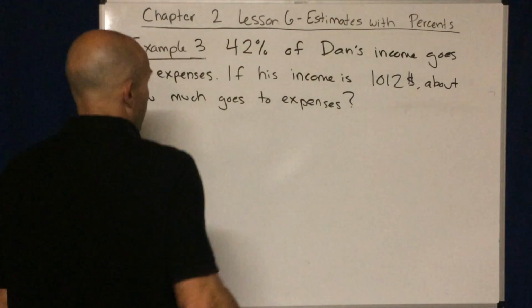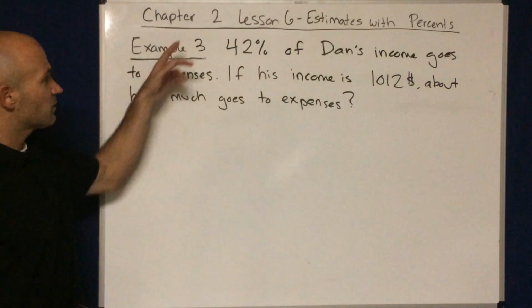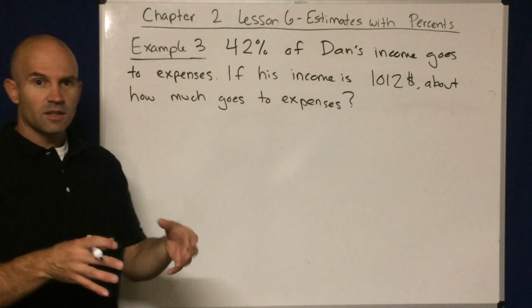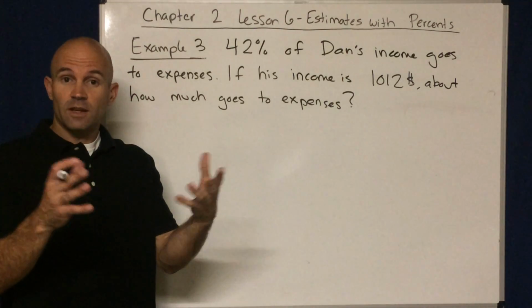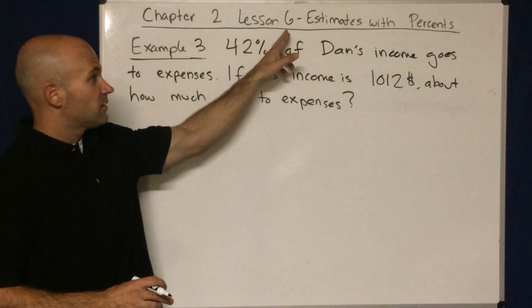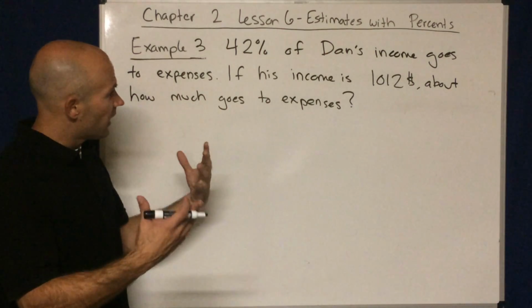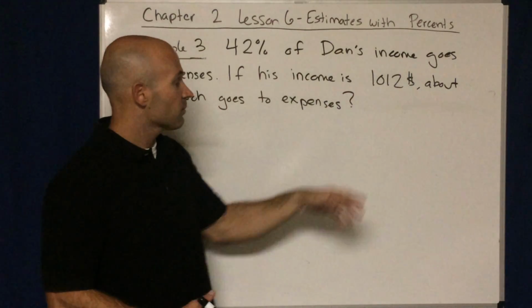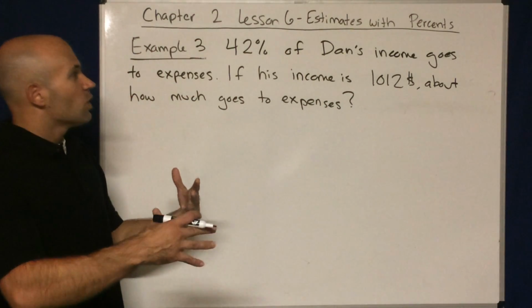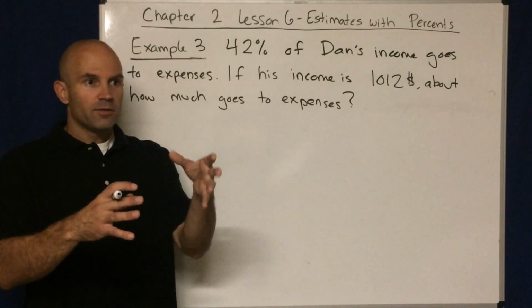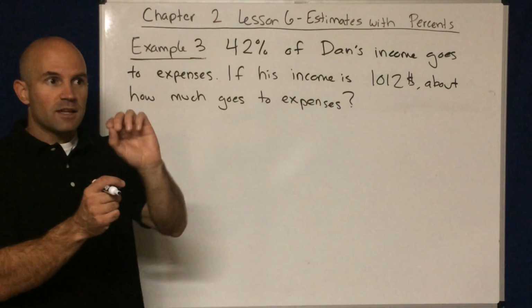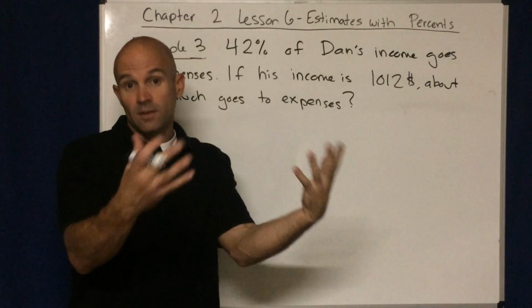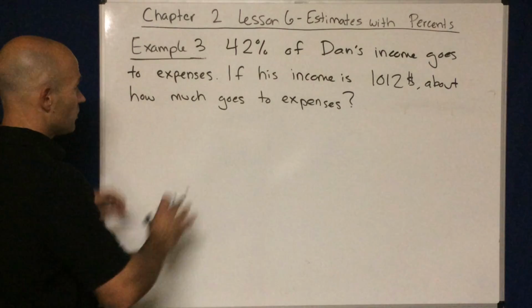All right, this is the second part of a two-part video on Chapter 2, Lesson 6, Estimates with Percents. The theme in this lesson is that you're not necessarily computing exact values. That'll be done in Lesson 7, where I'll show you how to get exactly 42% of 1012, say. But here in this lesson, we're just developing the intuition of estimates, taking a percent that might not be so easy to work with and making it closer to a percent that is easier to work with. So let's jump into this third example.